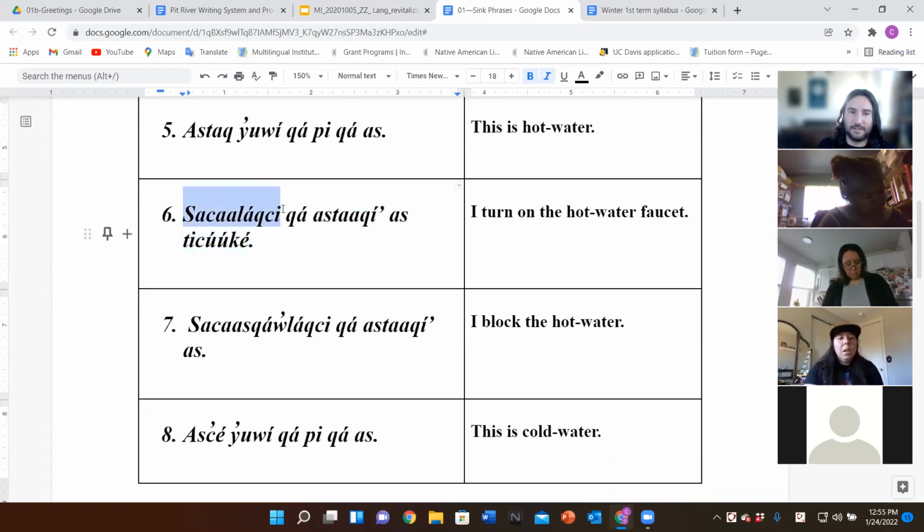So sajalakji ka astaki as dejuke. I turn on the hot water faucet. Tawea sajalakji ka astaki as dejuke. I got the first one. Sajalakji. Sajalakji. Ga. That's it. I'm lost. Okay, let's get started. So astaki, astaki us, dejuke. Yep.